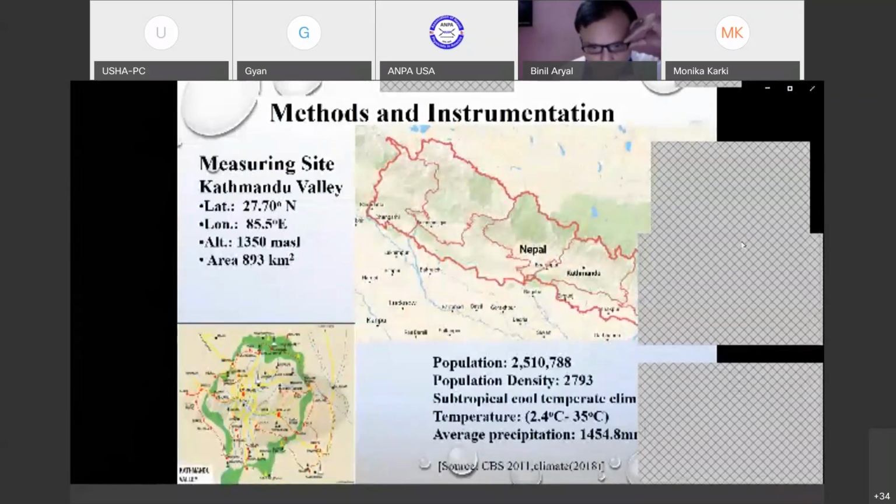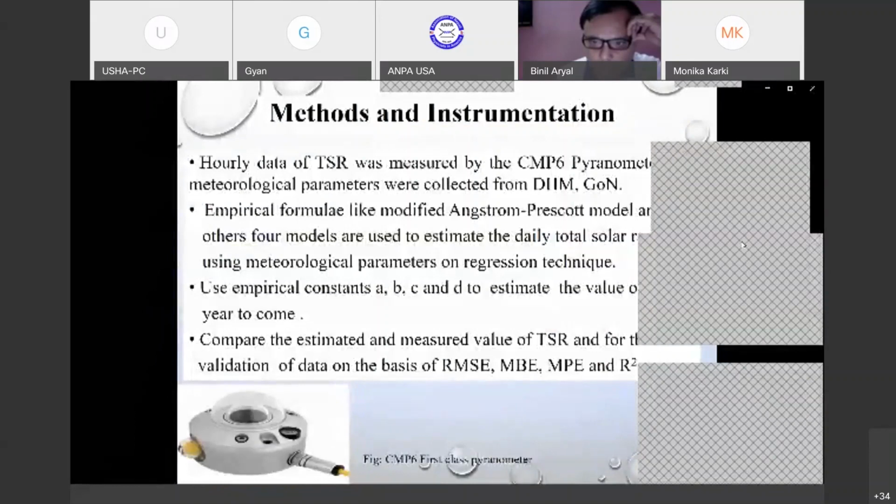On moving to the methods and instrumentation, the measuring site is Kathmandu Valley. The latitude is 27.7 degree north. Altitude is 1350 meter from sea level. The hourly data of TSR are measured by CMP6, and meteorological parameters were collected from the Department of Hydrology and Meteorology, Government of Nepal, for the year 2010 to 2015.